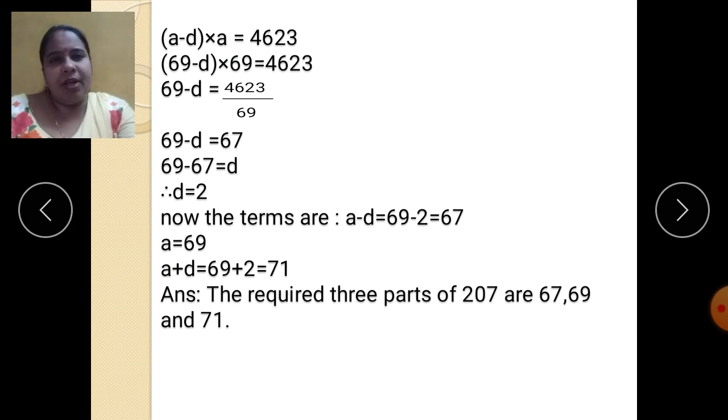What is left as a final part is to get those 3 consecutive terms. So the terms are A minus D, 69 minus 2. How much? 67. Second term is A, which is automatically 69. And third term is A plus D, so 69 plus 2, that is 71. Okay. So the final answer, the required 3 parts of 207 are 67, 69 and 71. I hope you have understood all the steps. Yes. How to check this answer? When you add all these, automatically you should get 207. So you can verify by adding all of these whether it is 207.